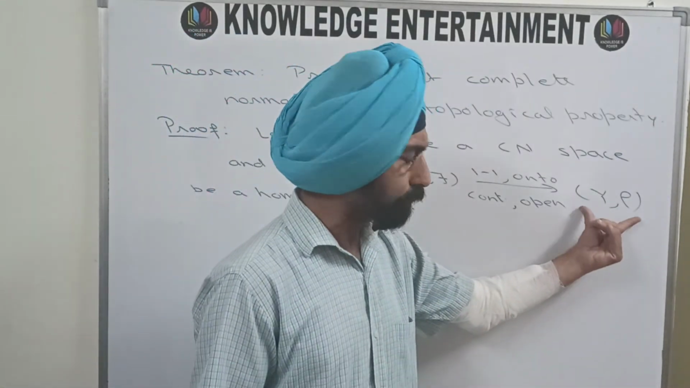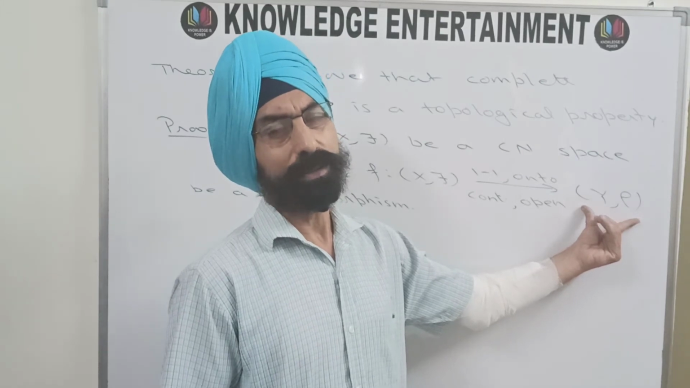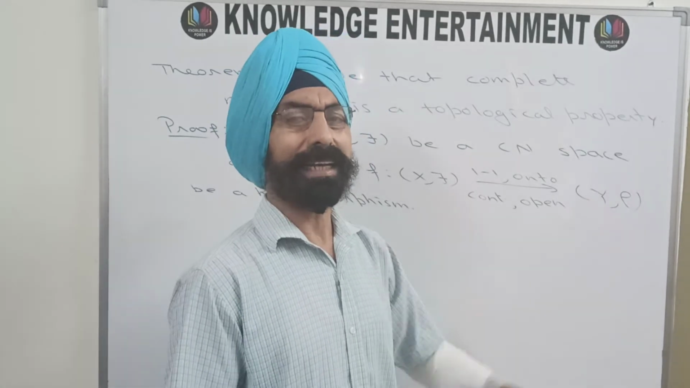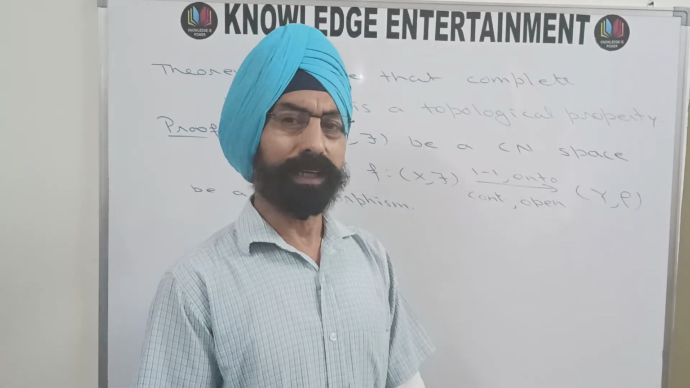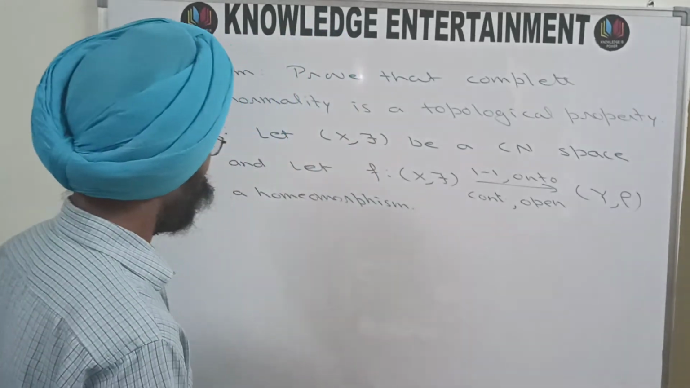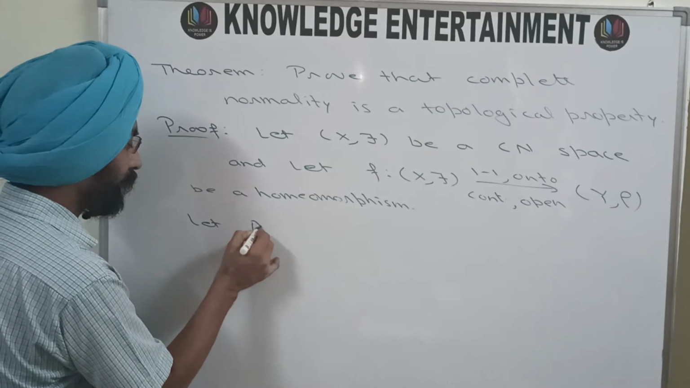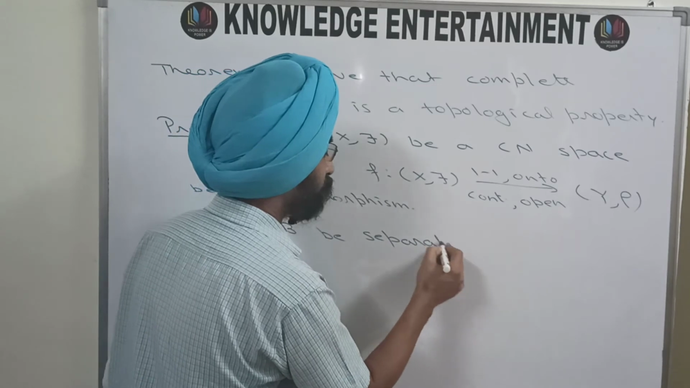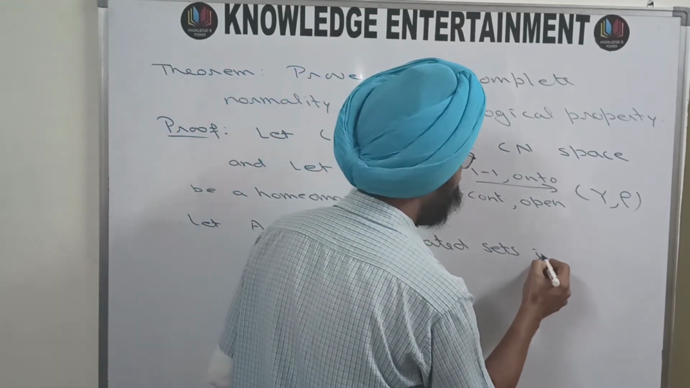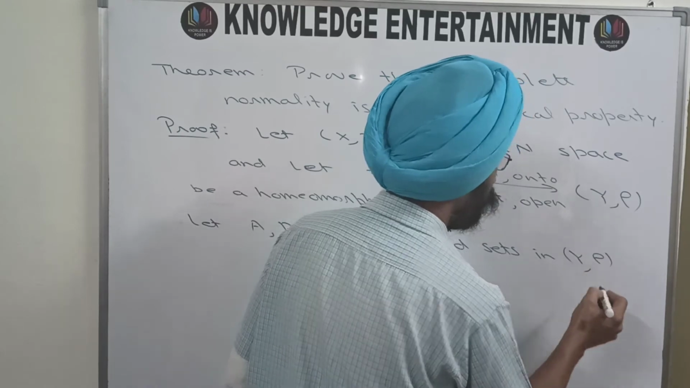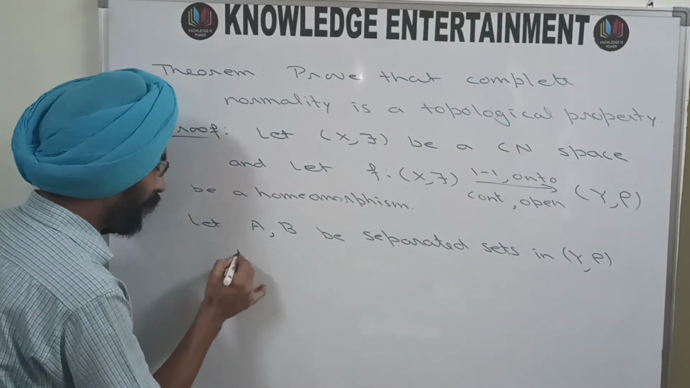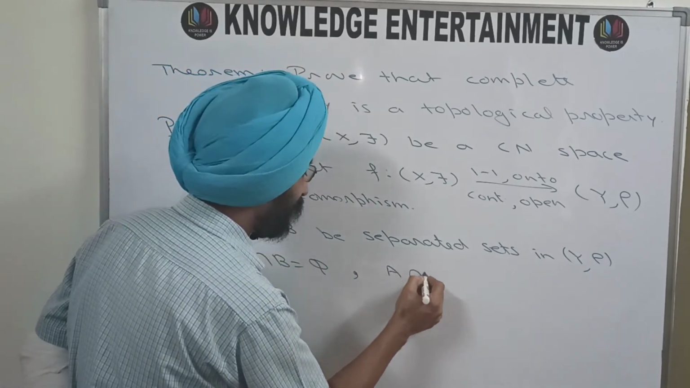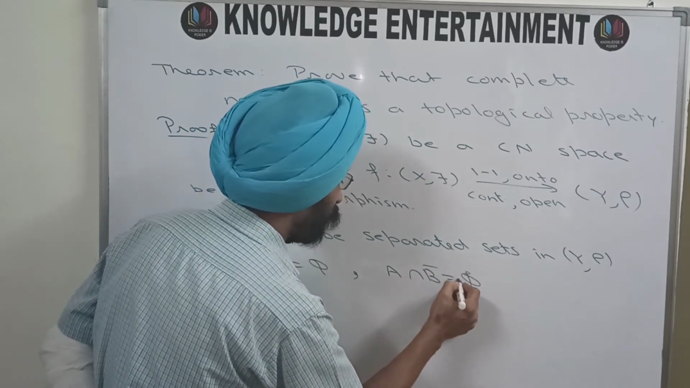If I am to show that it is a completely normal space, I'll have to take a pair of separated sets from (Y, ρ), and then I'll have to find a pair of disjoint open sets containing them. So I'm starting with: let A, B be separated sets in (Y, ρ). That means A bar intersection B is phi, and A intersection B bar is also phi.